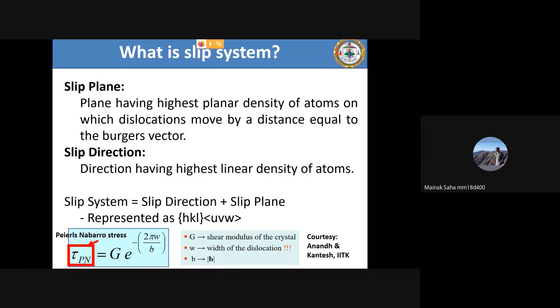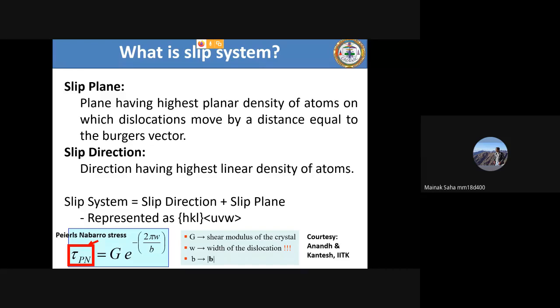So this is a very simple way of visualizing an edge dislocation, for example. Screw dislocation also you can visualize, but it's quite hard to visualize in that manner. That's why people mostly try to visualize edge dislocations.